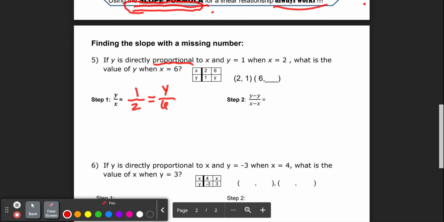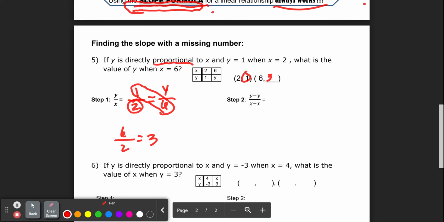So there's a couple ways. One is called the bat and ball method. So 1 times 6 is your bat, so that's 6. And then the 2 is your ball. So 6 divided by 2 gives you 3. So that's the y over here. So now we're able to find our slope.